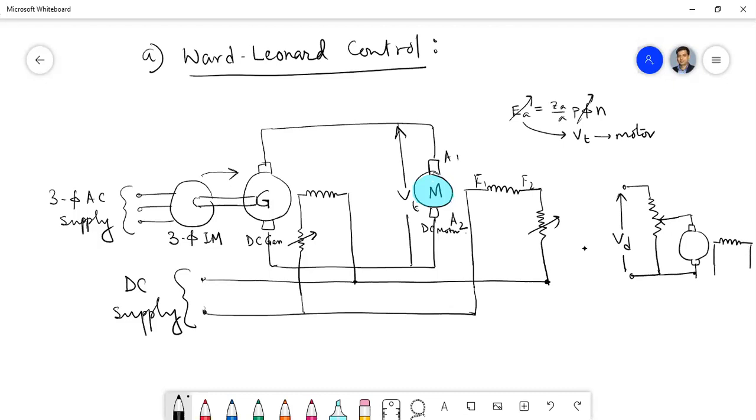Are you saying this? Isn't it? Yes, yes, sir. But this is not practical. This scheme is not used in practice because this is associated with huge loss.